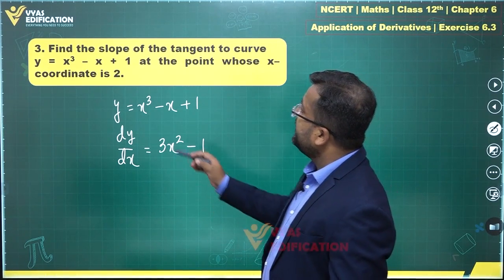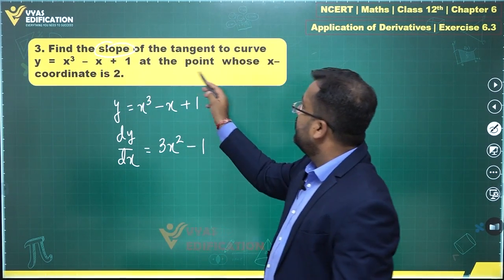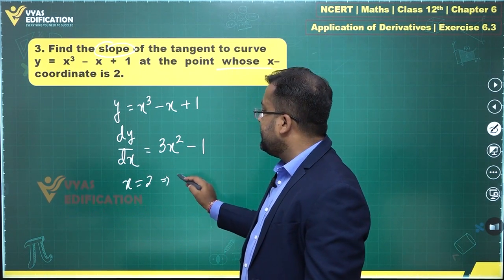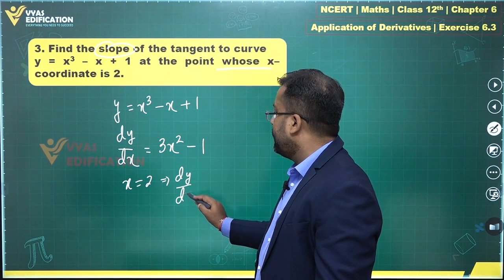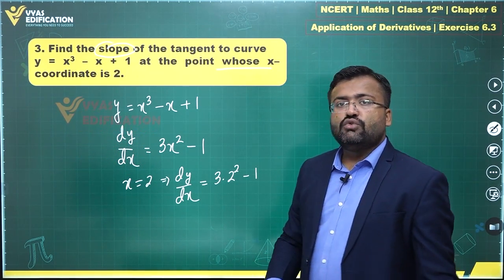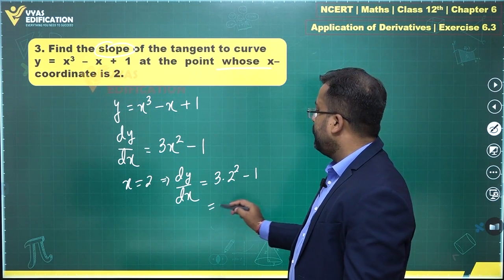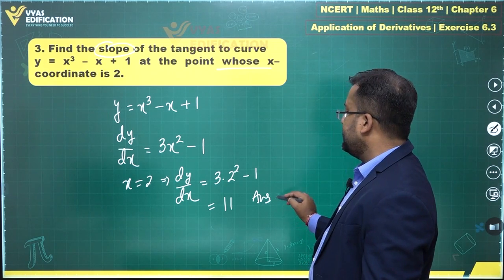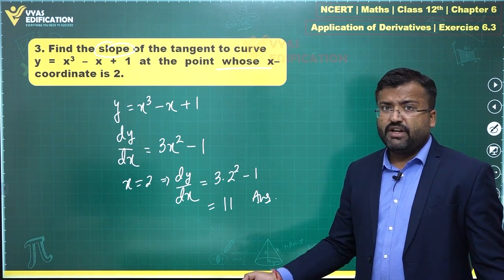And we are only interested in the slope at the point whose x coordinate is 2. So for x equal to 2, this dy by dx will be equal to what? This is equal to 3 times 2 square minus 1. 2 square is 4, times 3 is 12. 12 minus 1 is 11. And yes, that is the answer for this question. Very simple, yes.